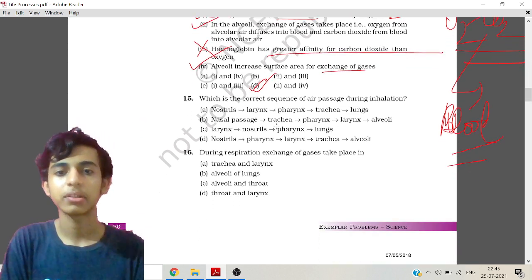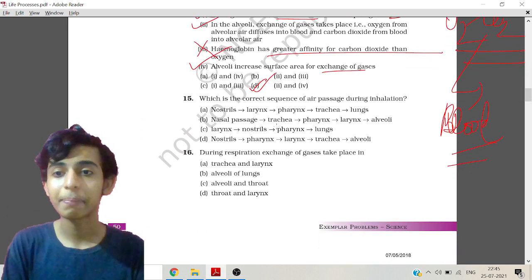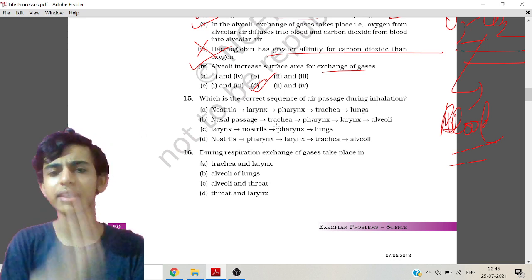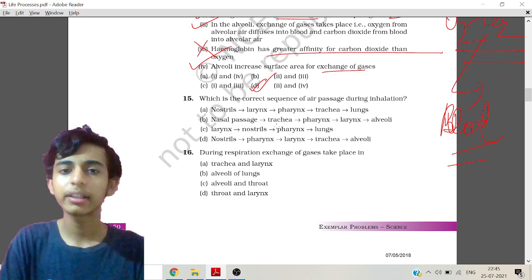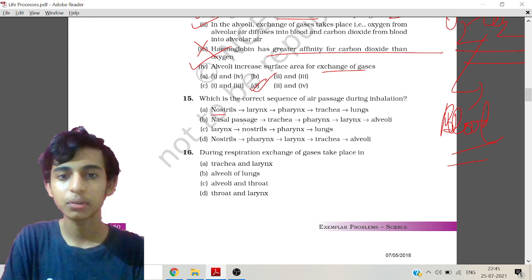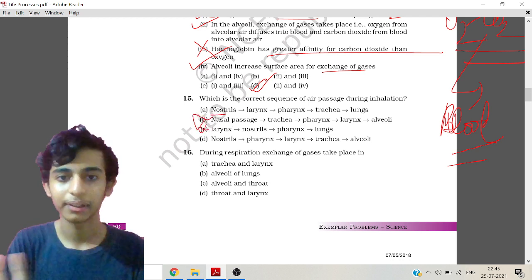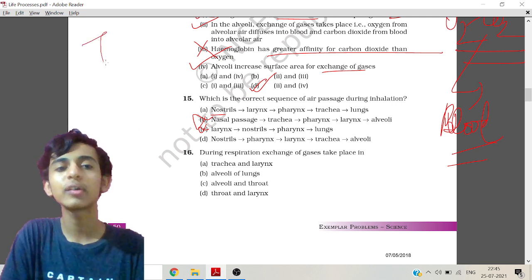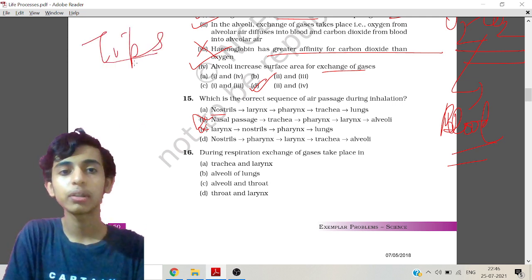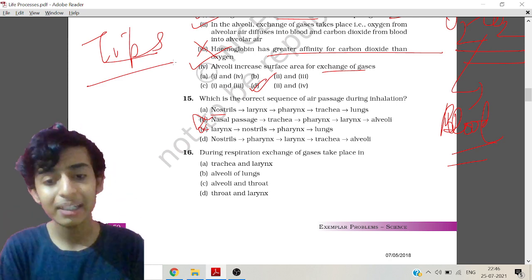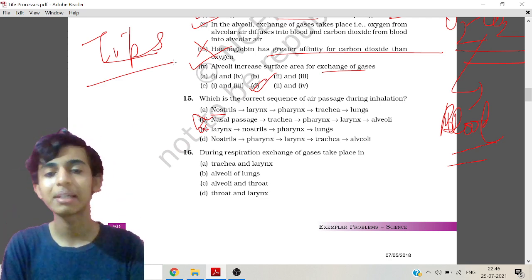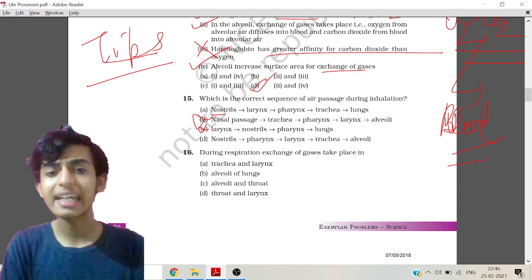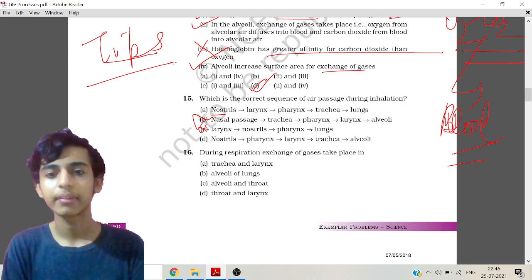15th question. Which is the correct sequence of air passage during inhalation? What do you think? All the options are in front of you. It is definitely going to start with the nostrils, so B and C are wrong. So you can eliminate, this will save your time. I am giving you a lot of tips which you can use. How I am eliminating, in the same way you also have to eliminate the options. So which two options are left? A and D.